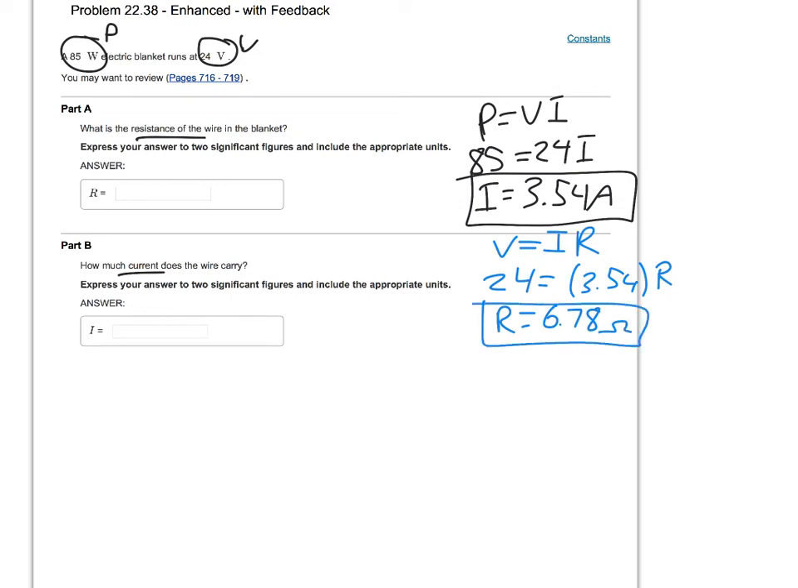And then I can go ahead and plug in those answers. We want both of them to 2 sig figs. So 6.78 ohms is really just going to be 6.8 ohms when rounded to 2 sig figs. And my current there of 3.54 is just going to round to 3.5 amps when we round it to 2 sig figs.